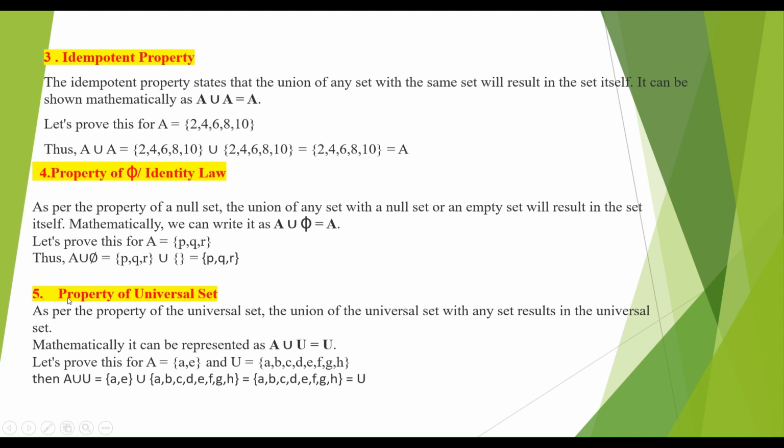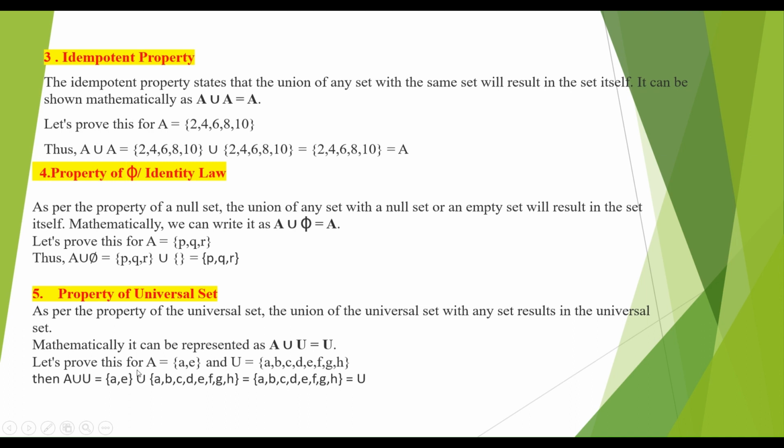The last property is the property of universal set. As per the property of universal set, the union of the universal set with any set results in the universal set. How are we going to represent this? A union U equals U. U here is nothing but the universal set. Okay, when we do the union of A with the universal set, we get the answer as the universal set.